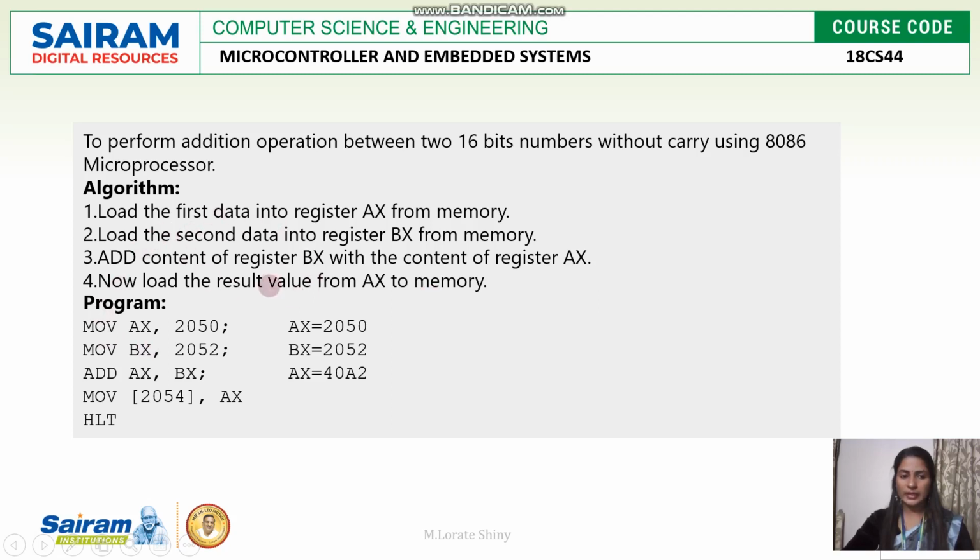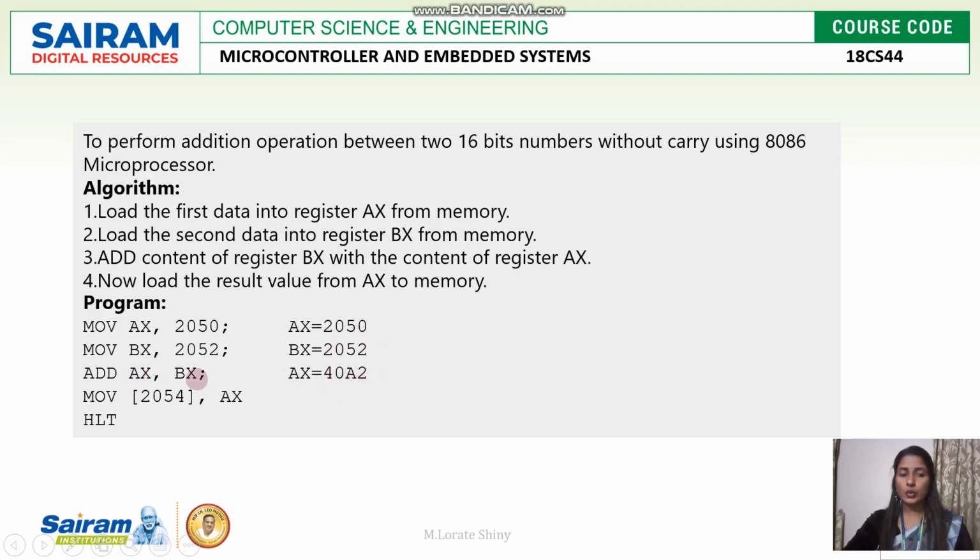For this we have to write the instructions. First, MOV AX, 2050. 2050 is the first 16-bit data that is moved to the AX register. So after the execution AX is equal to 2050. Second instruction, we move the second data to the BX register: MOV BX, 2052. This is the 16-bit data 2. Now we add, so the instruction is ADD AX, BX. The contents of AX and BX will be added together and the result will be stored in the AX register, because this is the destination register. Now AX is 4082, the addition result.